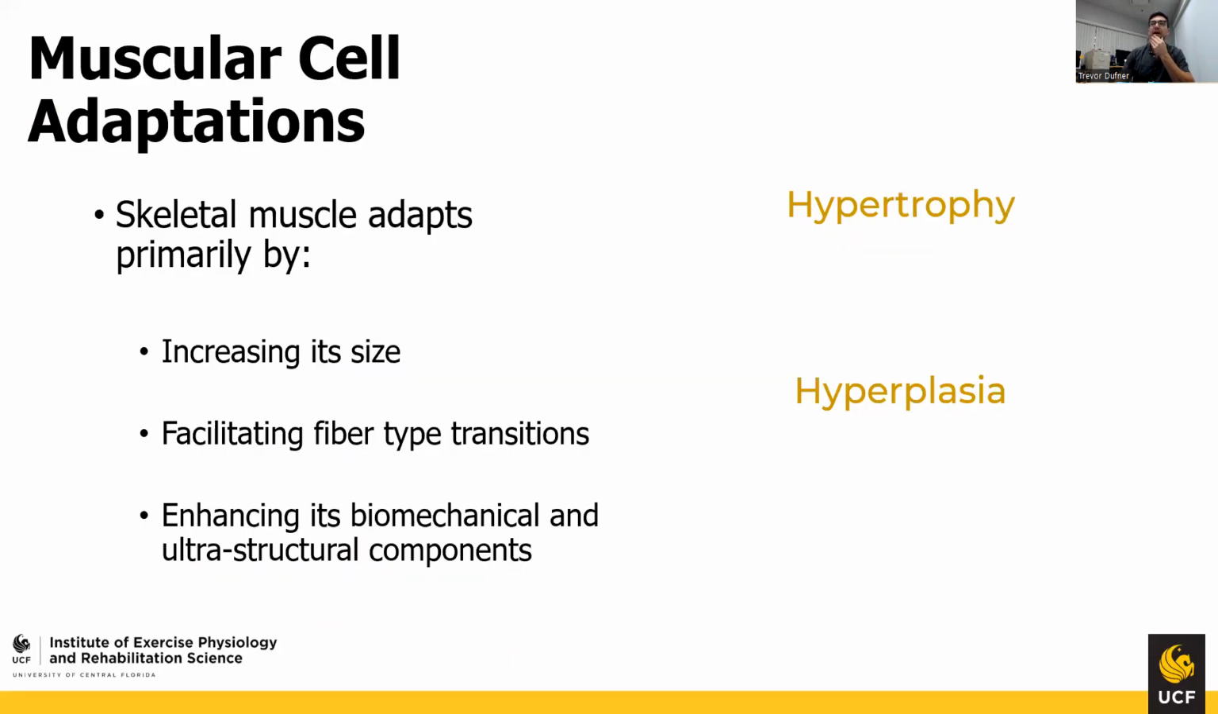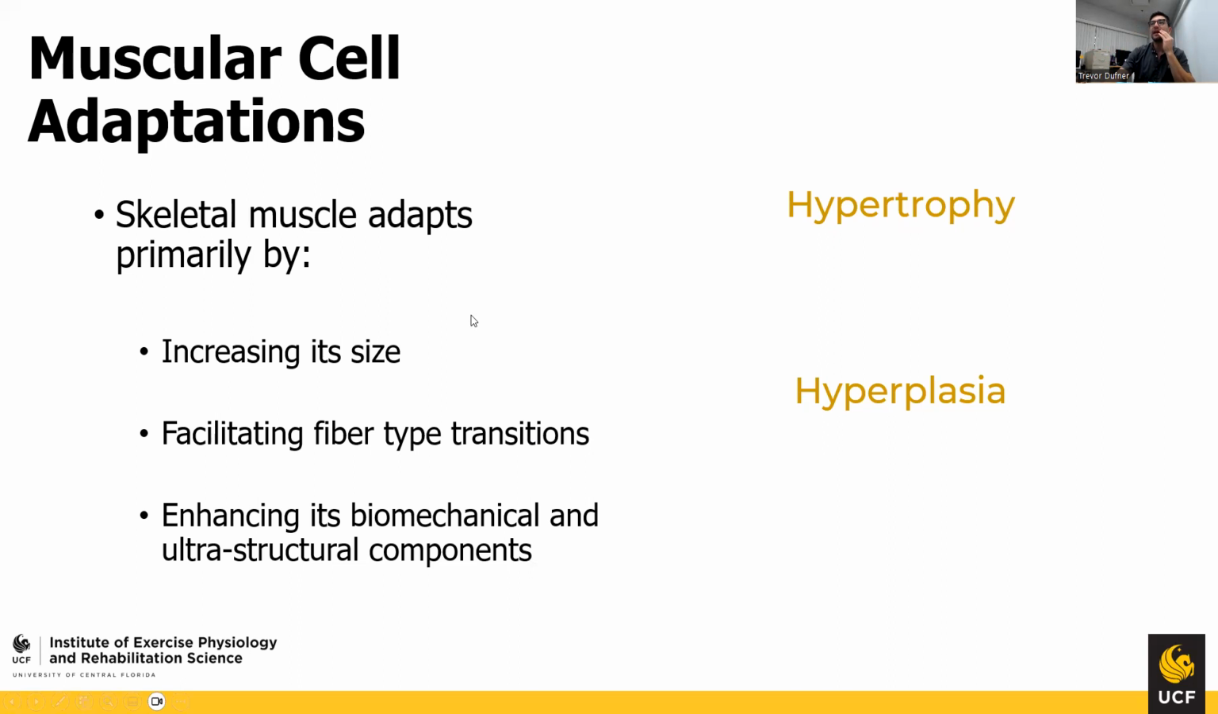Looking at muscle cell adaptations, right? So we talked about some neural adaptations, and now some muscle cell adaptations. Skeletal muscle adapts primarily by increasing its size, hypertrophy. There is a little bit of evidence that hyperplasia may be occurring in adult life, but usually it's not very much, if any at all. Most of the muscle adaptation you get is an increase in the size of the muscle fibers you already have, not an increase in the number of muscle fibers themselves.